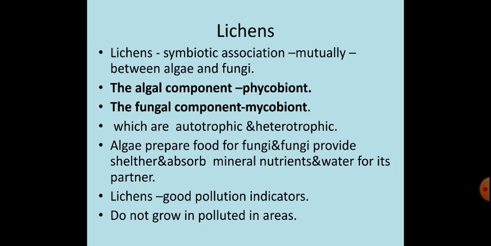Okay, so lichens form a symbiotic association between algae and fungi. So these are important one mark questions. The algal component is called phycobiont. The fungal component is called mycobiont. Important one mark question: the algal component in lichen is called phycobiont. The fungal component is called mycobiont.